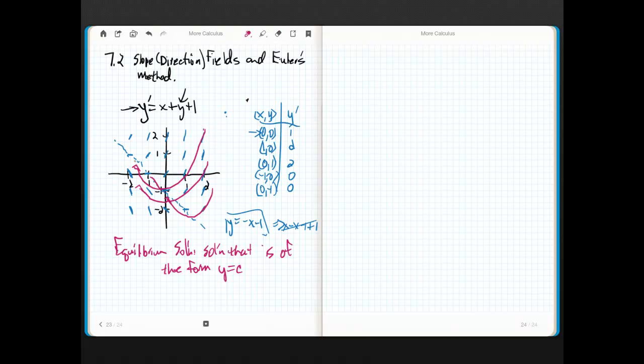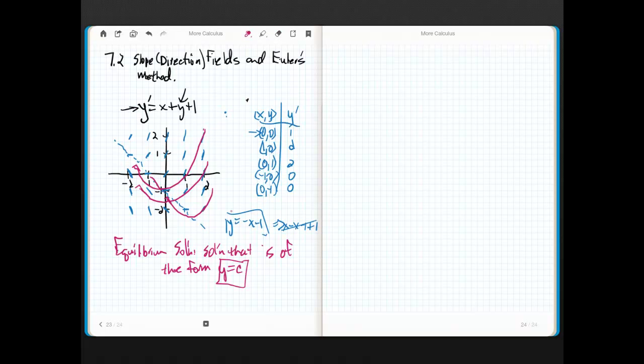Well, you may say, well, Ripley, along this y equals negative x minus 1, they're all the same direction. Yeah, but they're not all horizontal. So we don't have a horizontal solution or a y equals c solution, which is kind of interesting. Remember what those equilibrium solutions did in section 7.1.